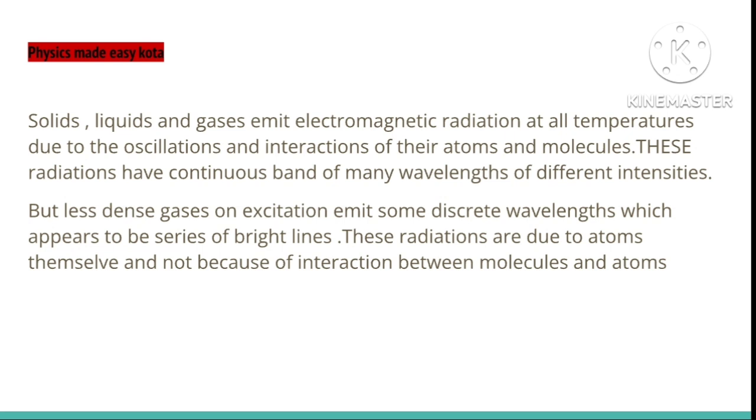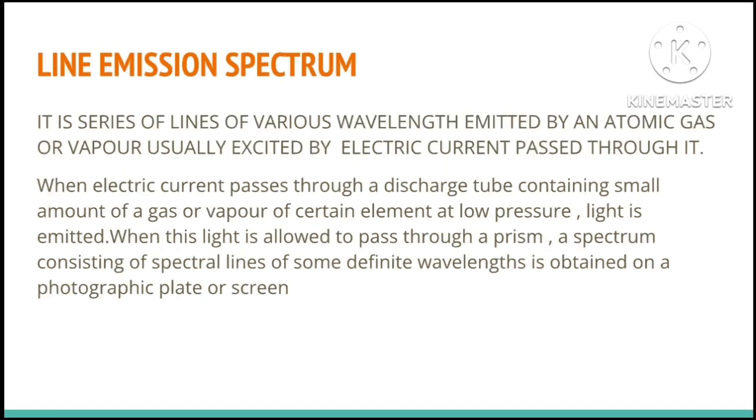So from this we come to know about the line emission spectrum and the line absorption spectrum. The line emission spectrum is a series of lines of various wavelengths emitted by an atomic gas or vapor, usually excited by an electric current passed through them, and the spectrum produced by radiations emitted by an excited element is known as the characteristic spectrum of the element.